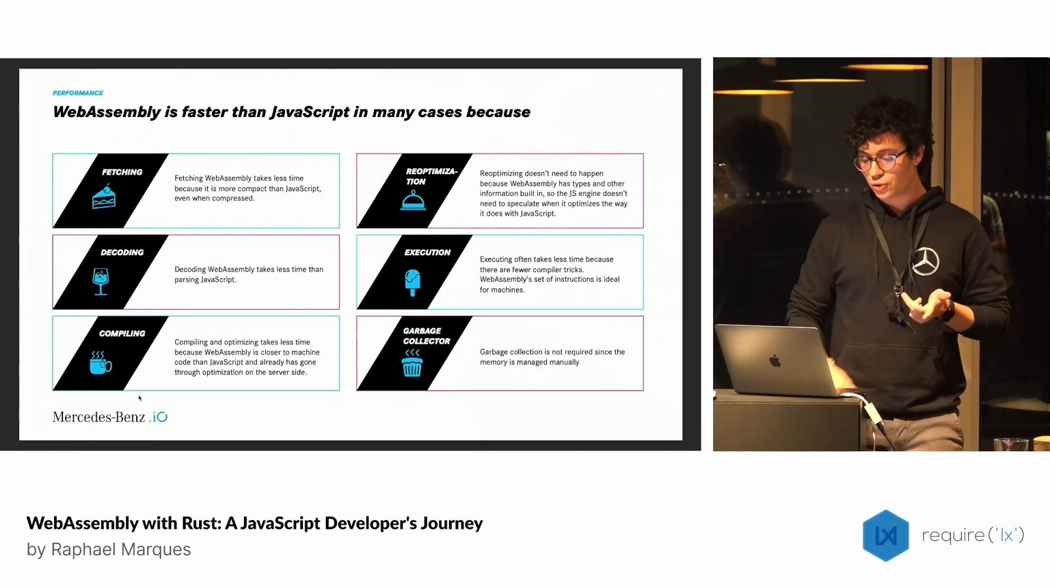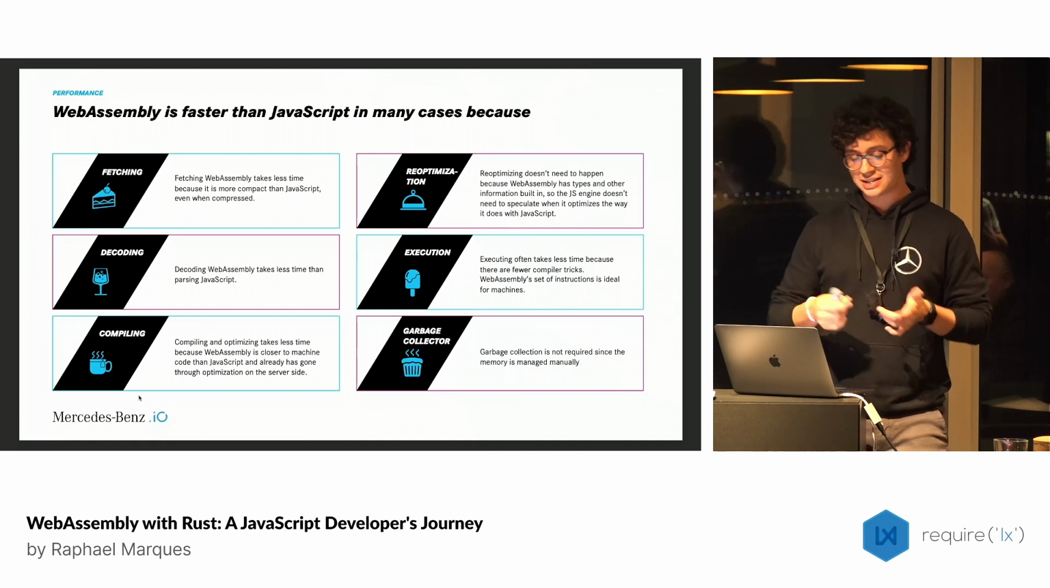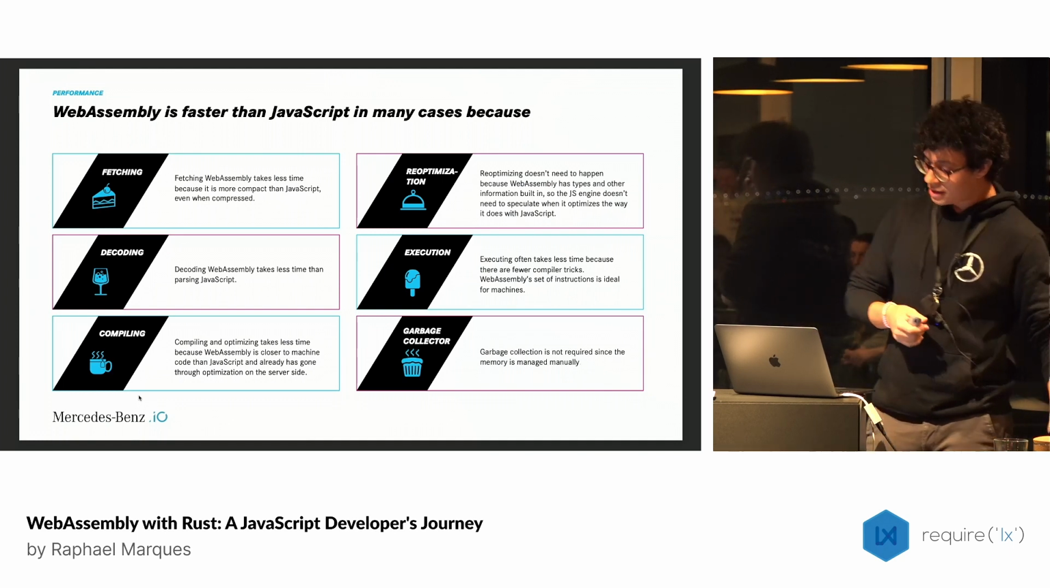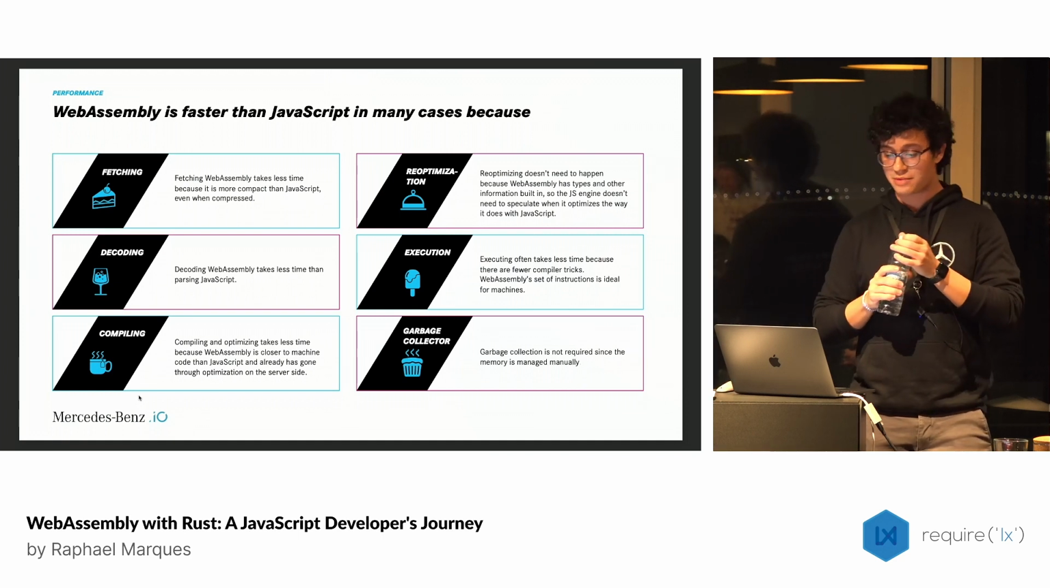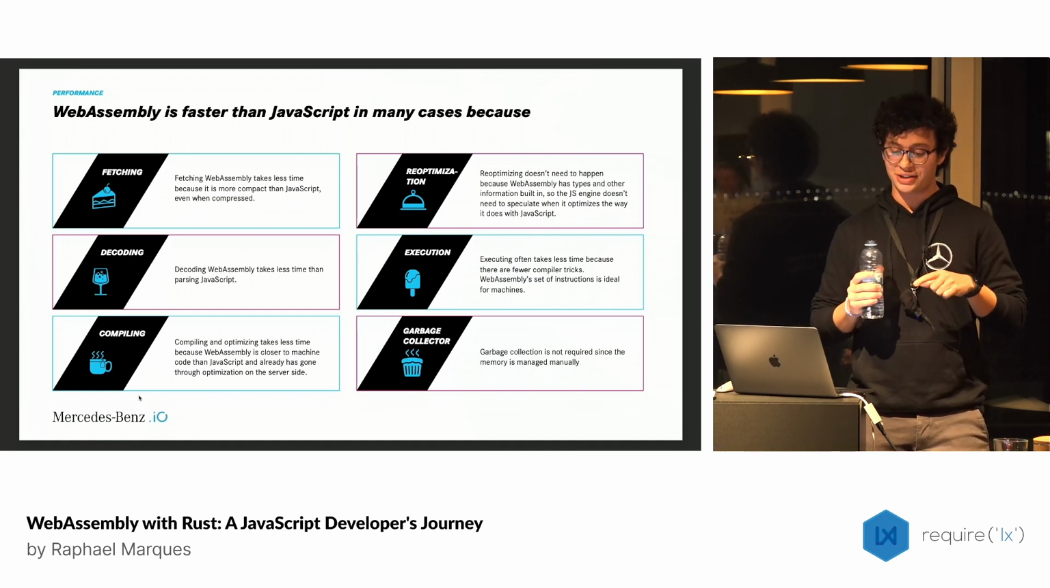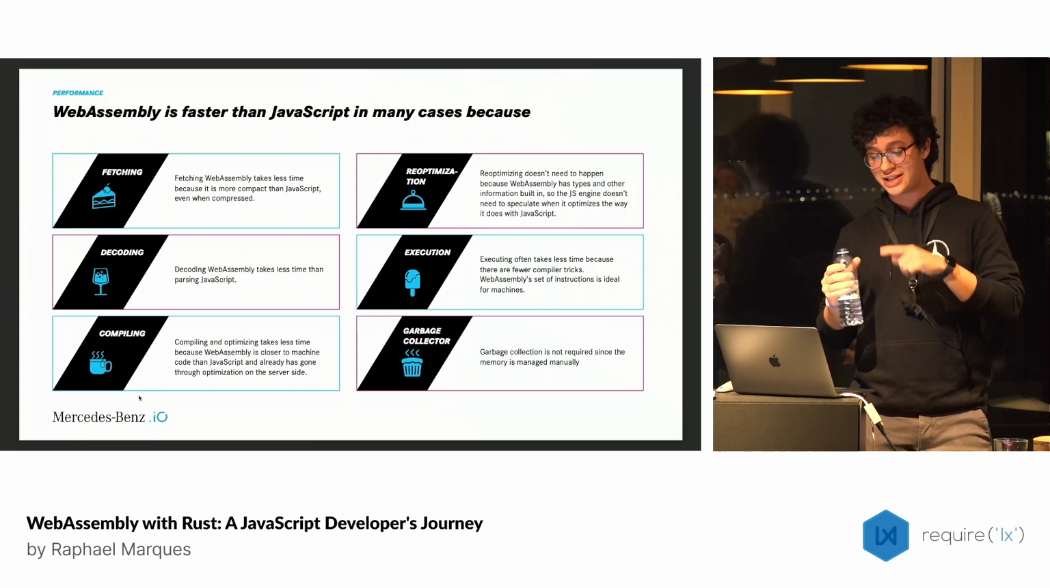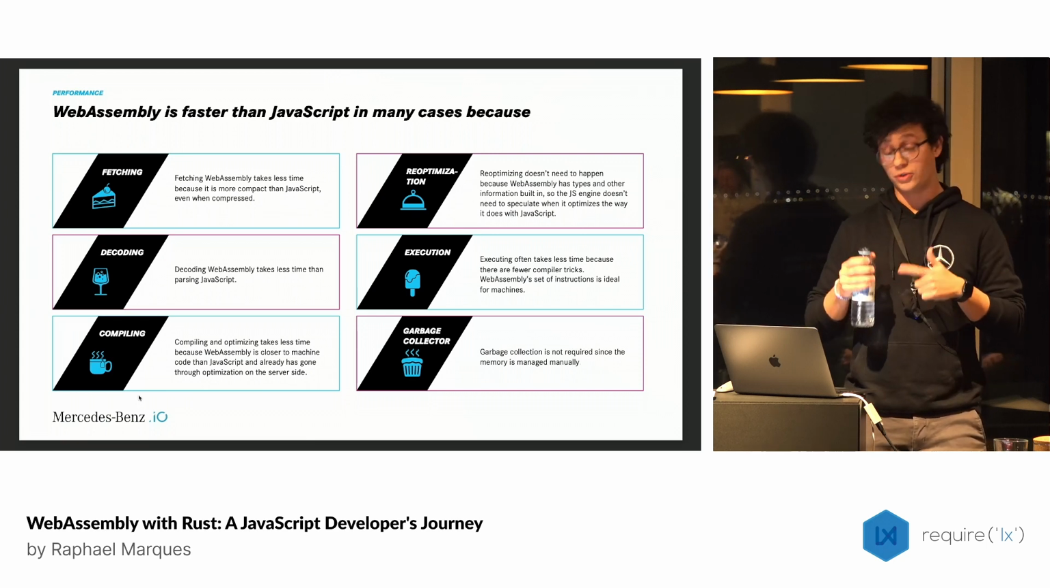The second one is decoding. Decoding WebAssembly takes less time than parsing JavaScript. The third one is compiling. Compiling and optimizing takes less time because WebAssembly is closer to the machine code than JavaScript and has already gone through the optimization on the server side.